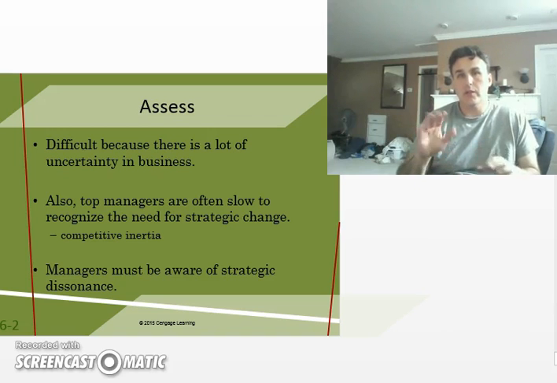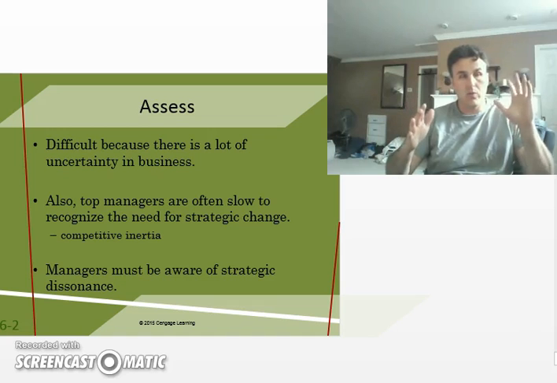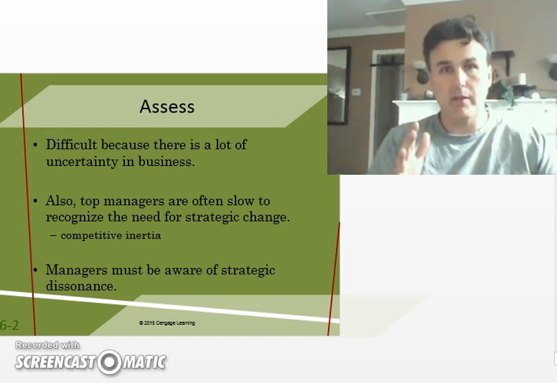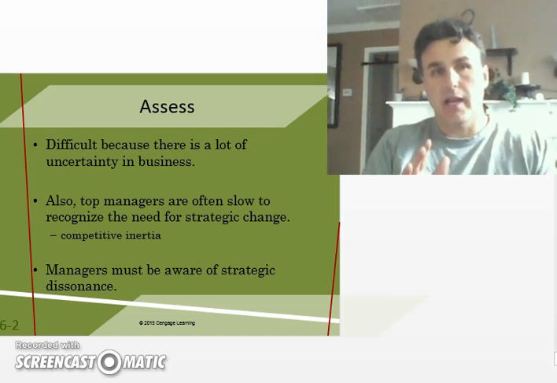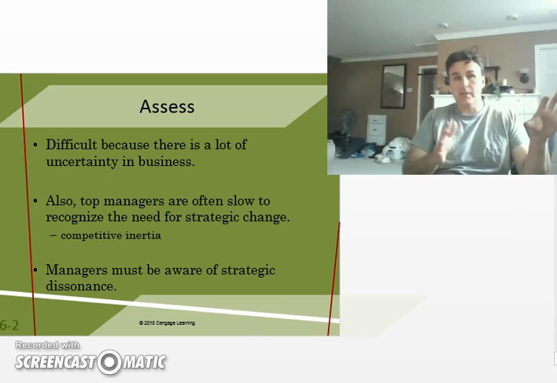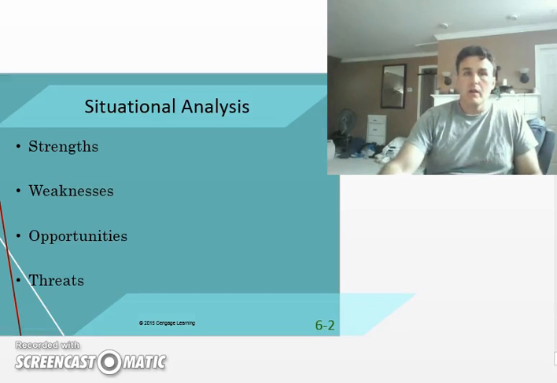And we also need to be aware of strategic dissonance. And that's this idea that we have the strategy and it has been working. We have been receiving those profit margins. And now something's in the environment that will threaten or weaken that position. And we need to catch on to that as quickly as we can.